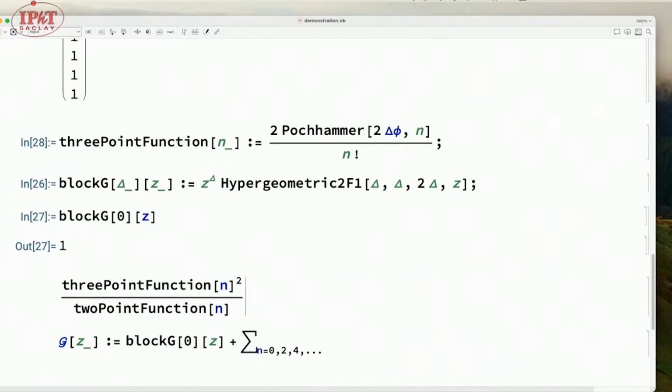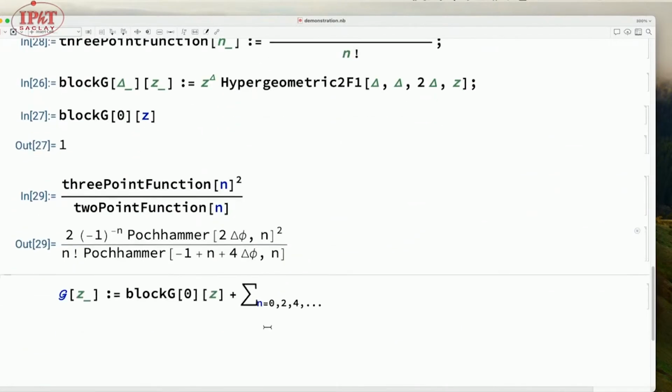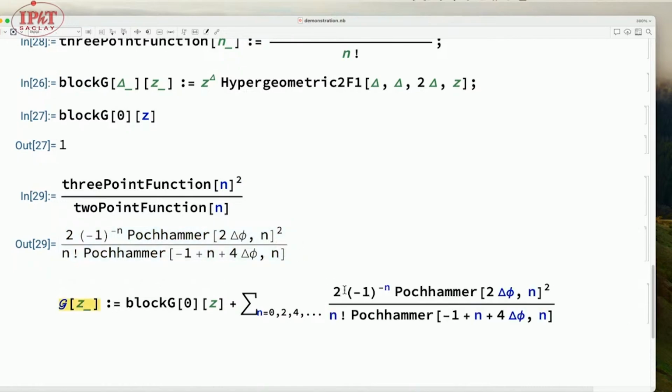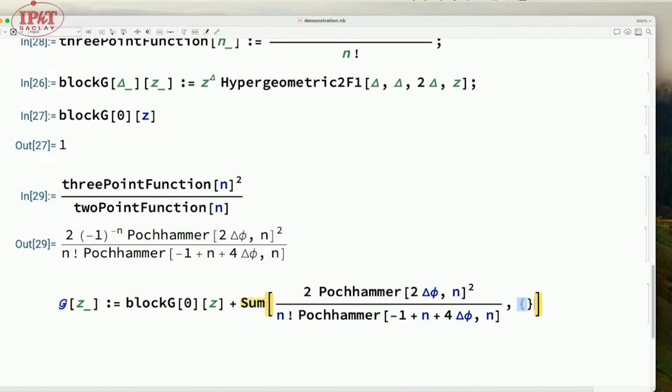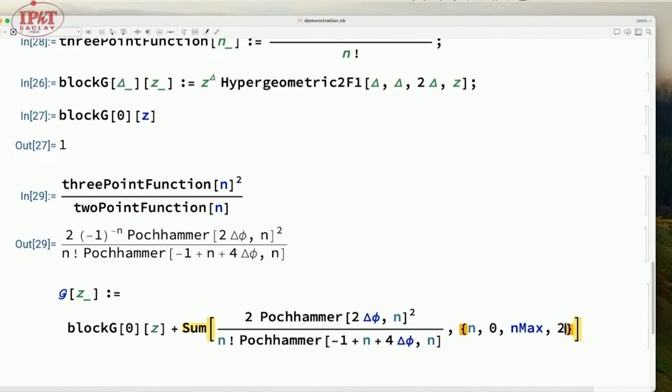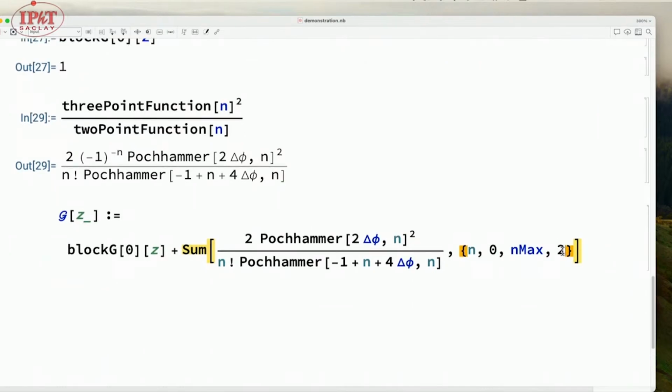Alright, so this is what we computed, and it's some quantity, which, by the way, this minus 1 to the n doesn't matter because n is even. We are summing from n to some n max with steps of 2. So this is how you tell mathematically that you should sum with steps of 2. And what you are summing is the conformal block with dimension 2 delta phi plus n.